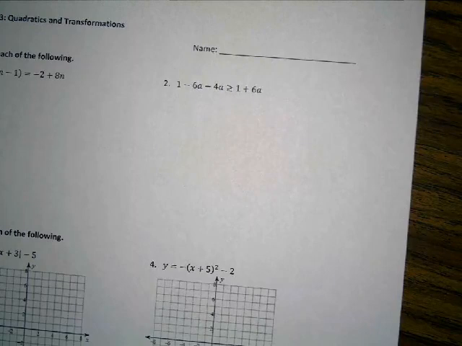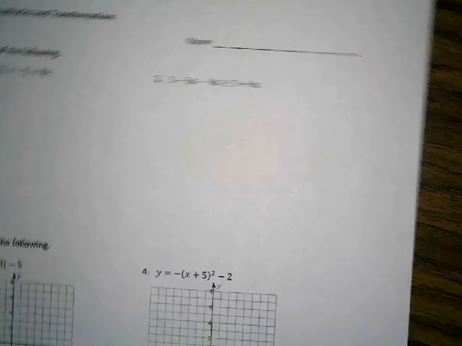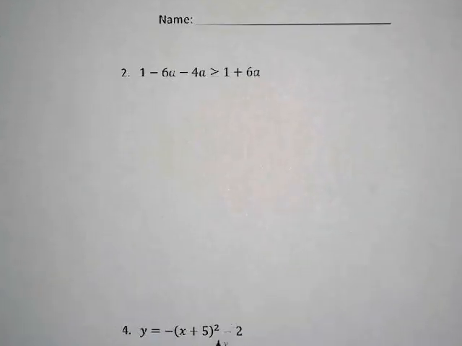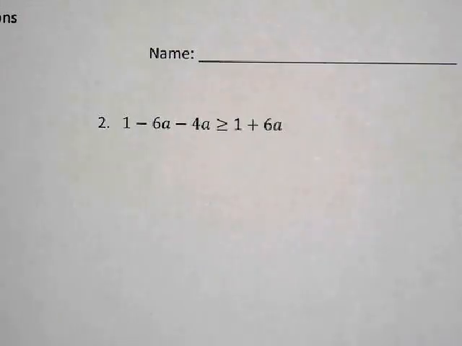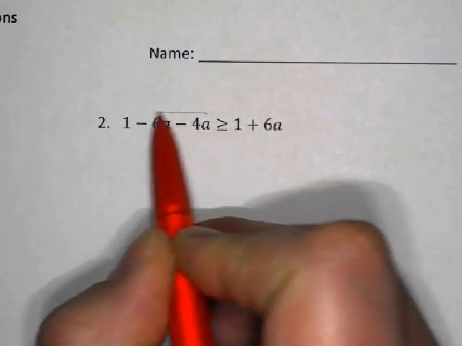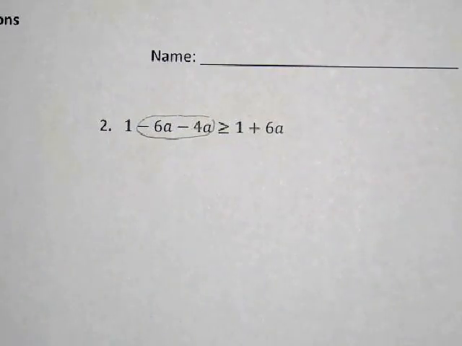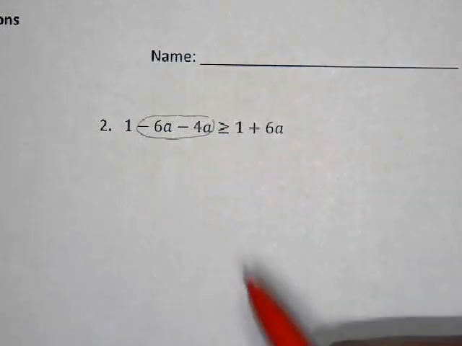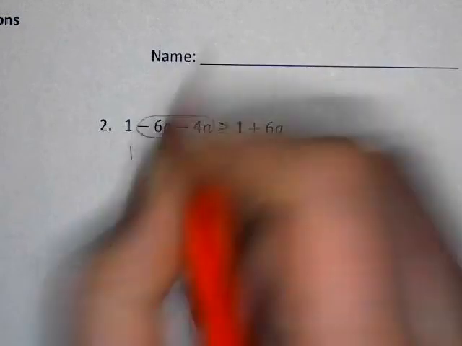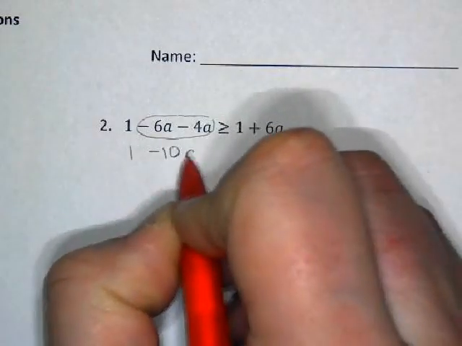So somebody help me start number 2. How do I start it? You gotta add common, like terms. They're right here. So I have 6 negatives and I have 4 negatives. What do I get if I put the 6 negatives and the 4 negatives together? I get 10 negatives. Okay, negative 10a.